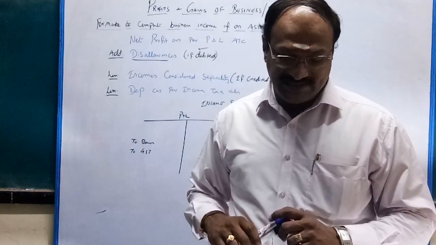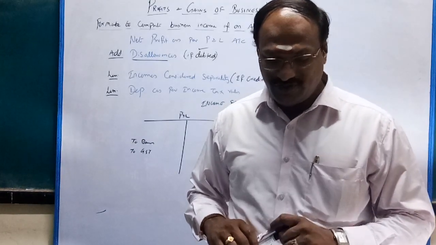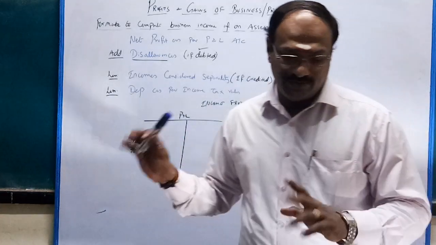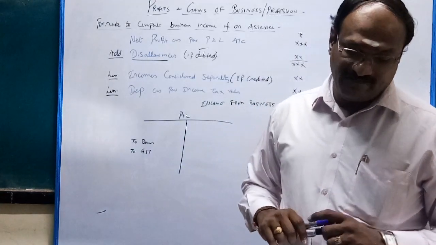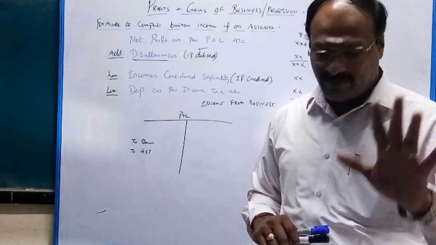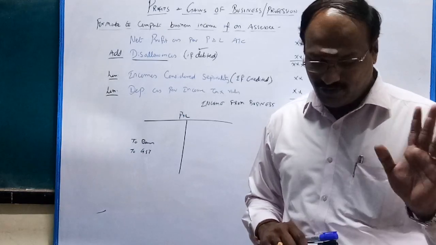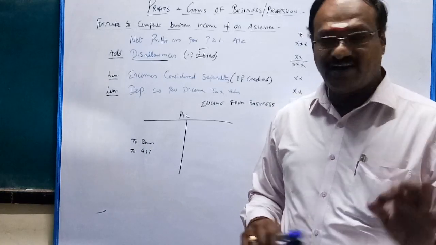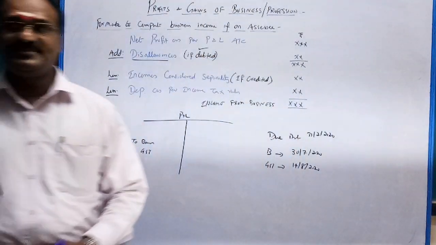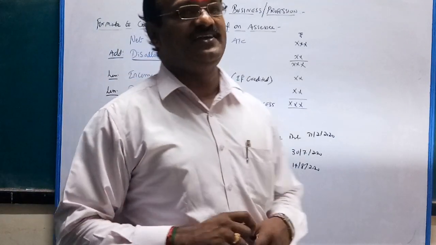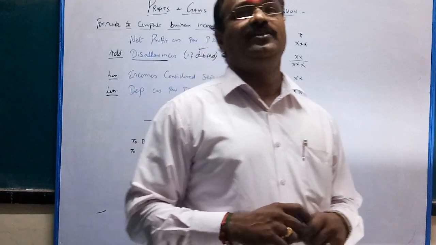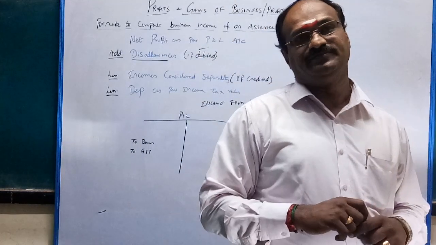Second point, an asset acquired during the previous year and put to use for more than 180 days, full depreciation is allowed. Very important: where an asset is purchased by way of cash payment exceeding rupees 10,000, depreciation shall not be allowed as a deduction. Listen carefully. If you purchase the capital asset by way of cash in excess of 10,000, then you cannot claim depreciation.